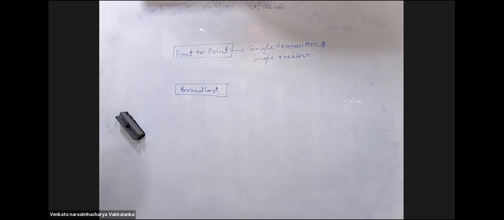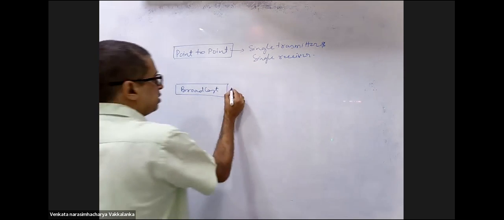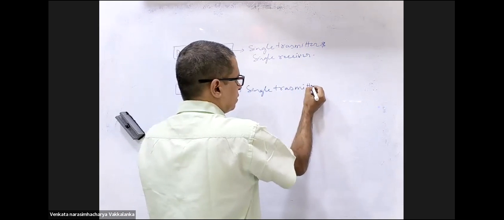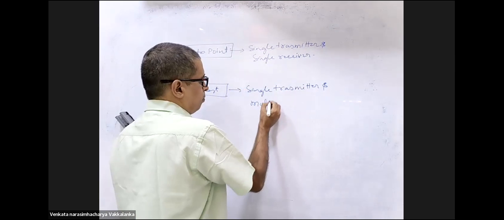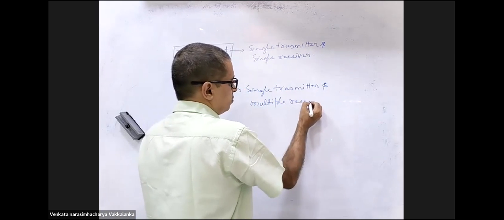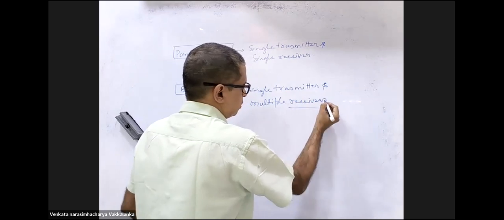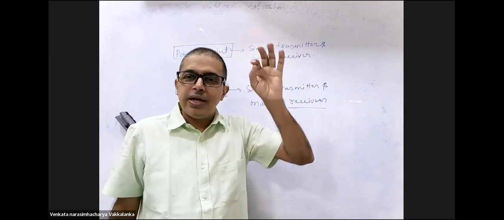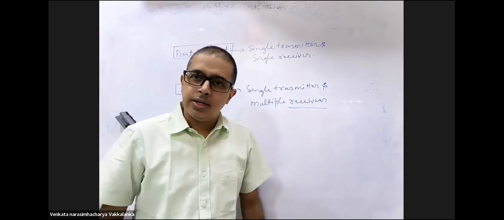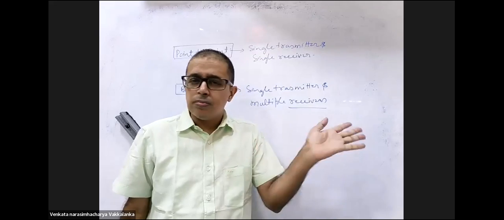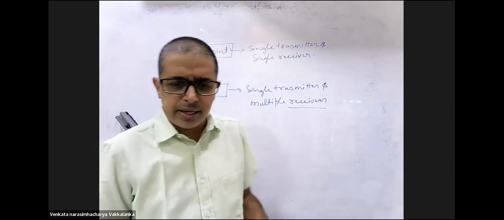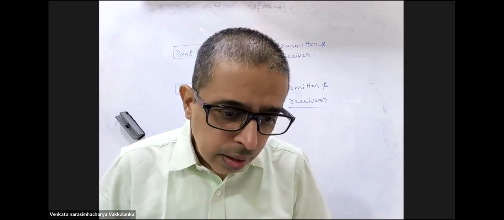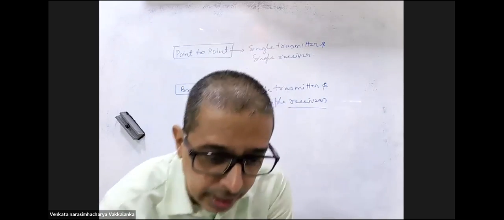The other is broadcast: single transmitter and multiple receivers. In broadcast, you will not have control on who is hearing it. FM radio 91.1, they are single transmitters, multiple receivers. Anybody traveling in the car can hear.